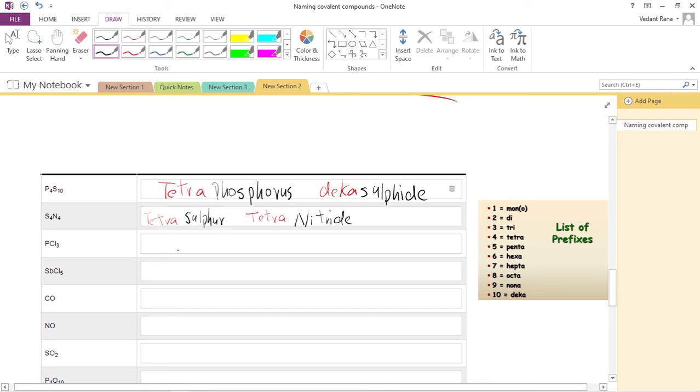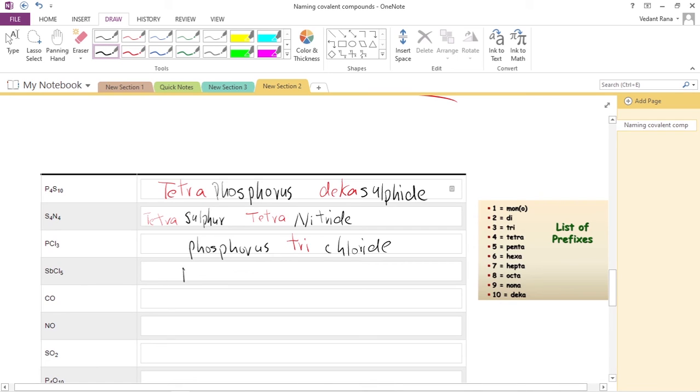PCl3. P stands for phosphorus. Cl stands for chlorine, and we write this with IDE, so we get chloride. Only one atom of phosphorus, but we don't use mono for the first element. 3 atoms of chlorine, so we use the prefix tri. So the name of this compound is phosphorus trichloride.